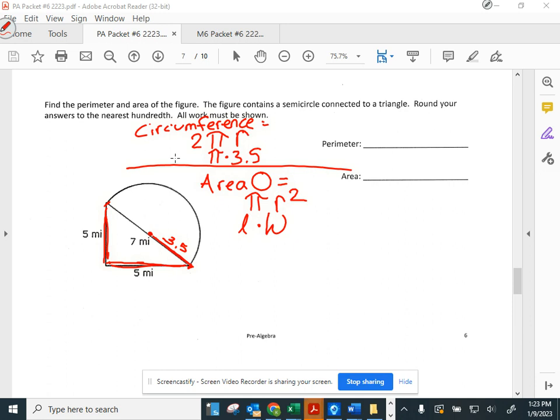We don't have to do. Yeah, we do have to divide by 2. So length times width needs to be divided by 2 because it's just half of the square.